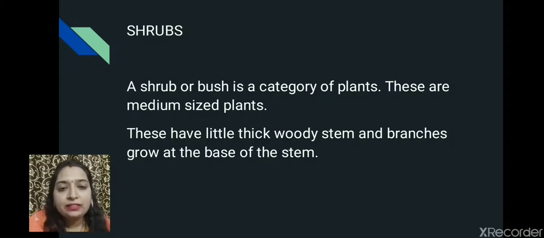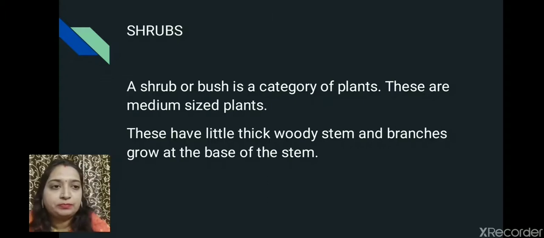One other difference is what, children? In case of shrubs, the stem is thin and has a woody appearance. Okay, they are medium sized plants. Their stem is thin and woody. And one more main characteristic feature of shrubs is, children, that the branches in shrubs arise from the base of the stem. Okay, branches in a shrub arise from the base of the stem.